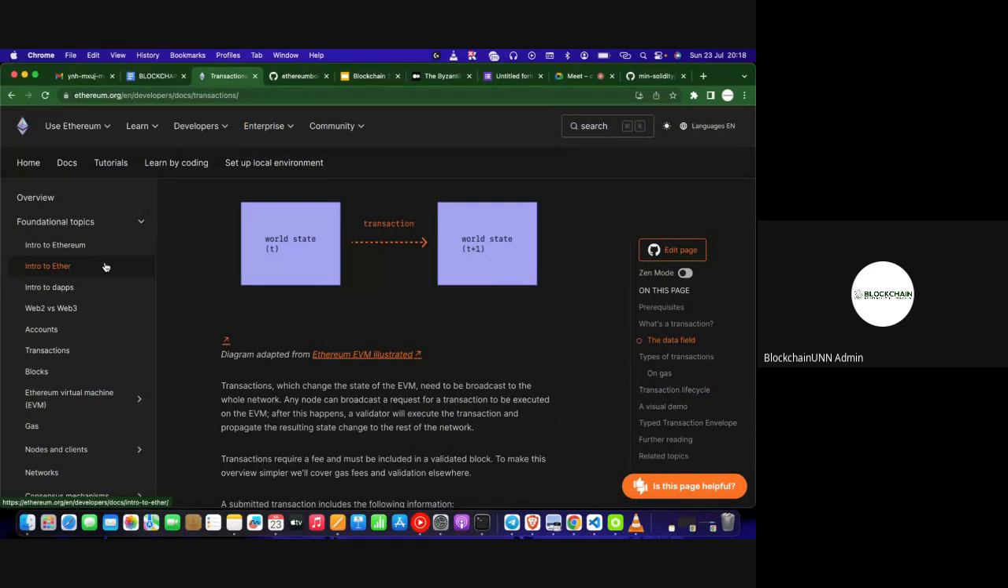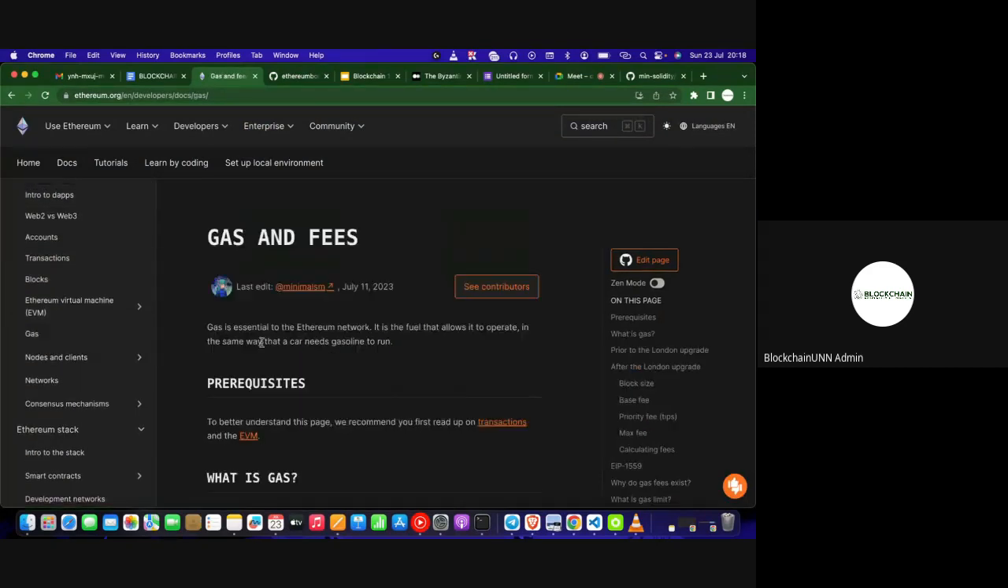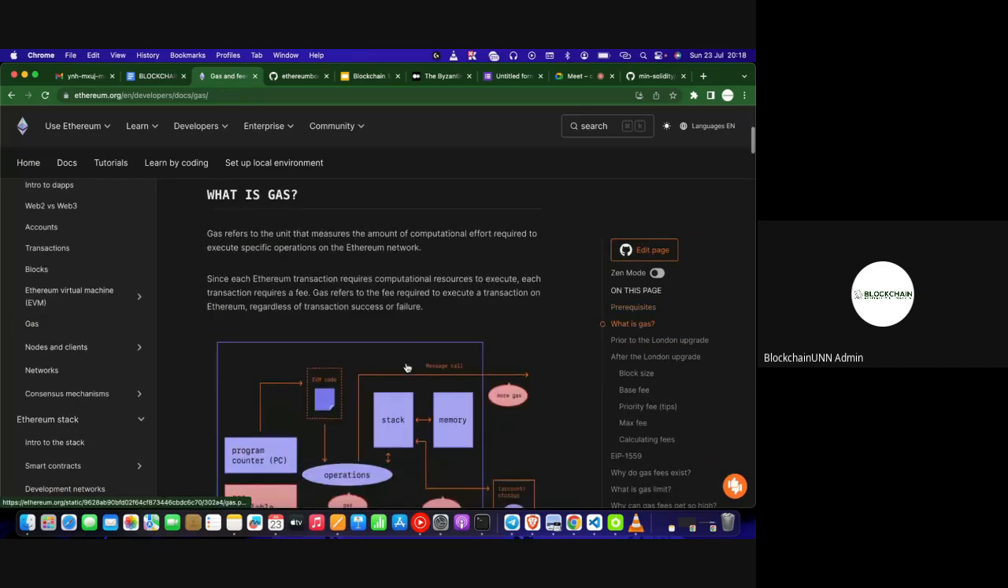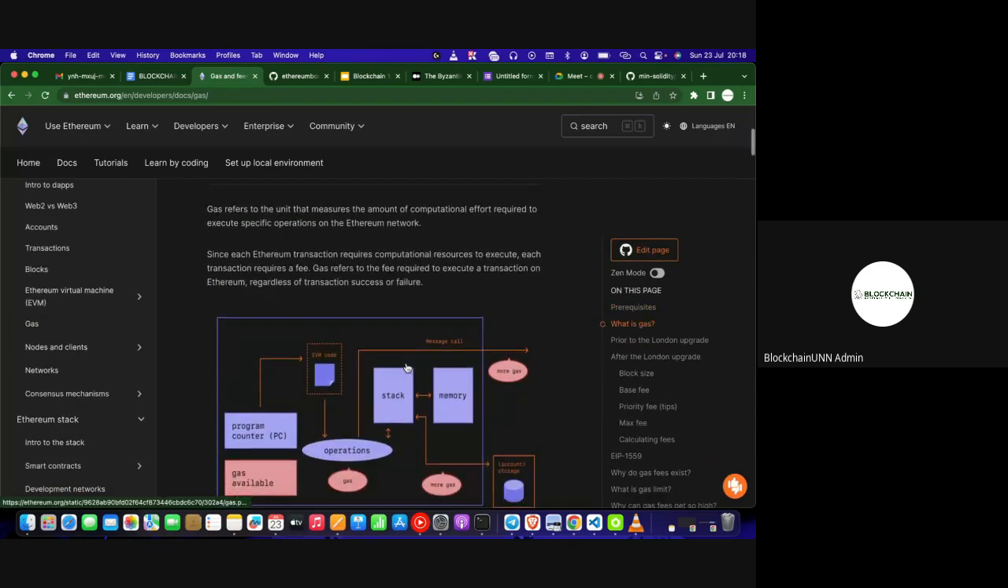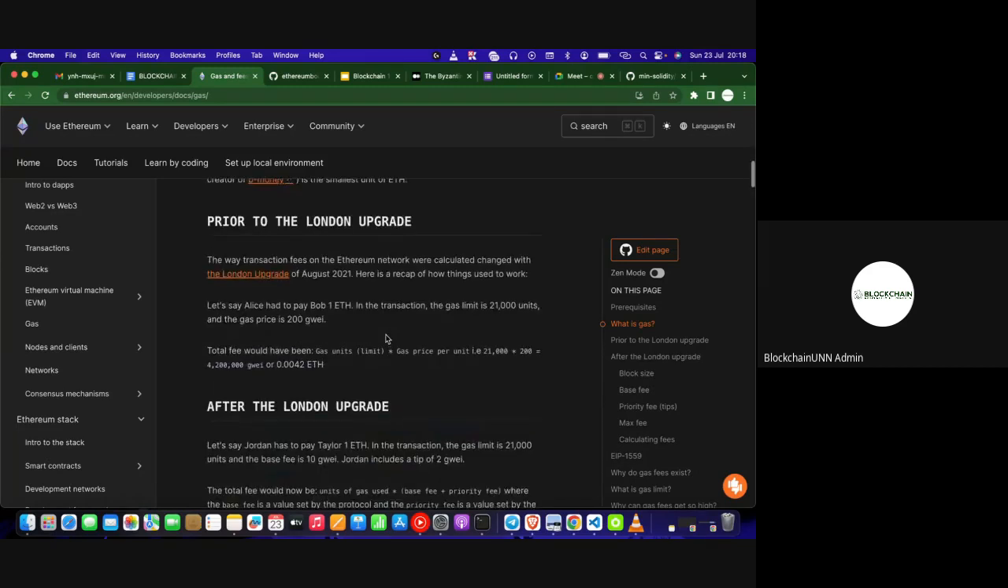This is the official Ethereum docs. Let's check out the gas section. So yeah, we already talked about gas, and we already explained what gas is, right? So here you see gas refers to the unit that measures the amount of computational effort required to execute specific operations on the Ethereum network.